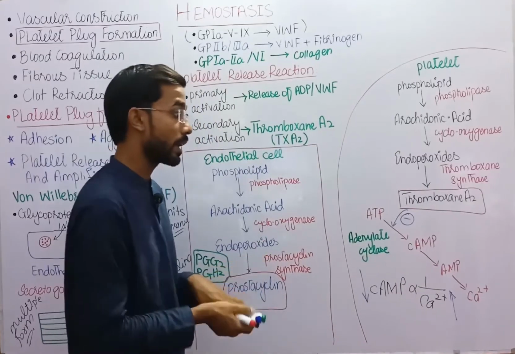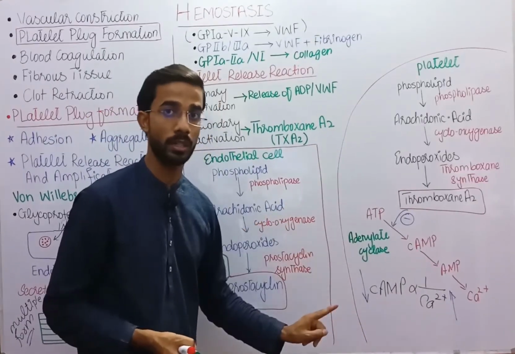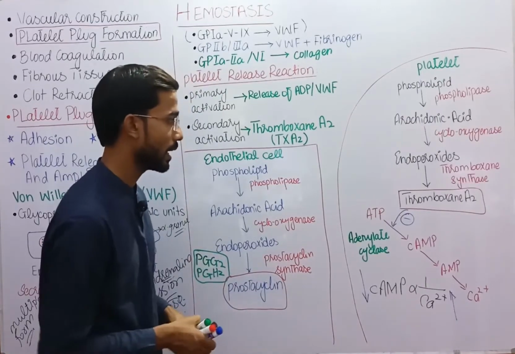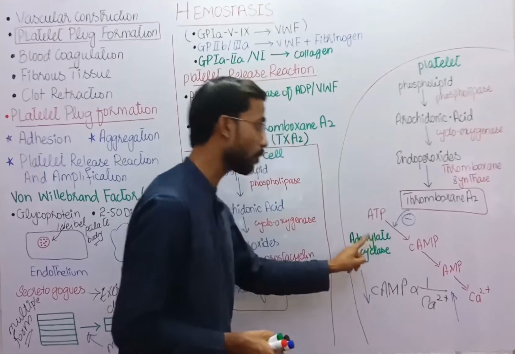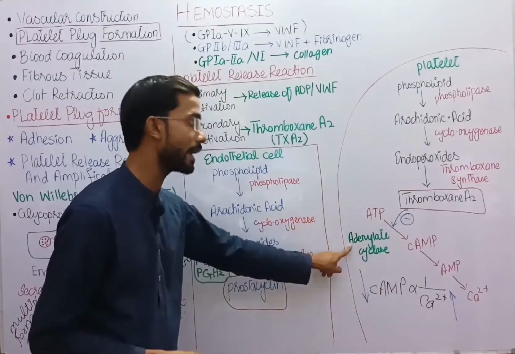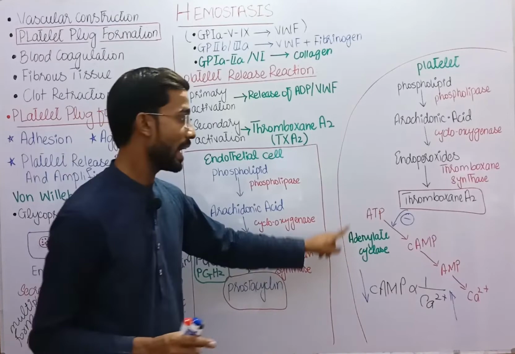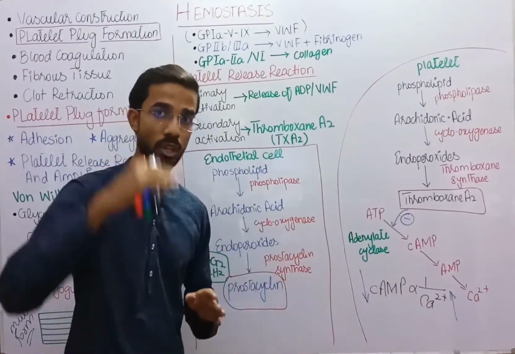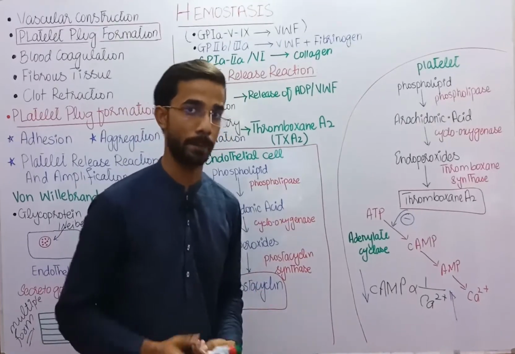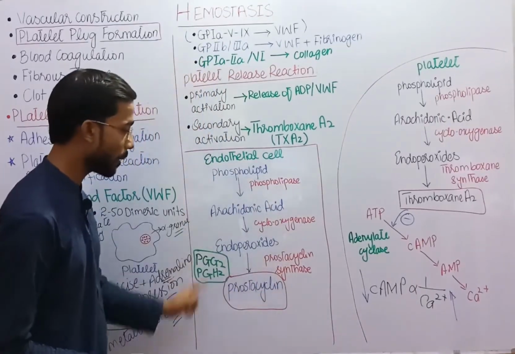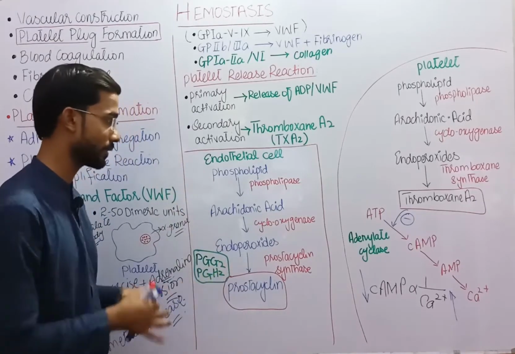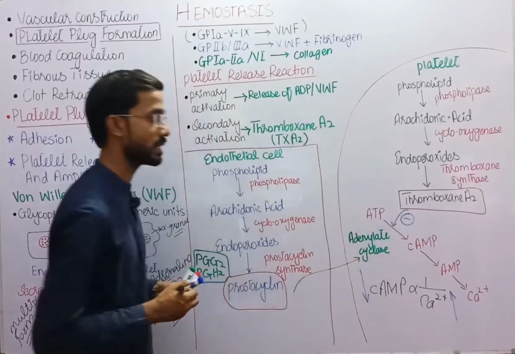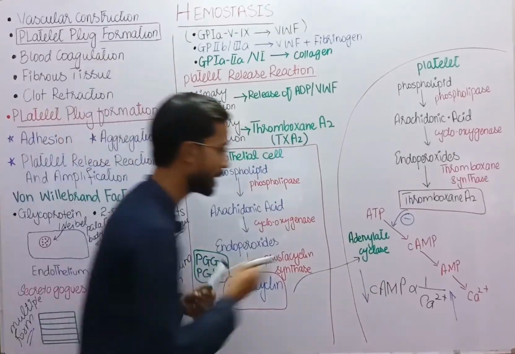And the calcium concentration is important for the strengthening of the plug, right? This is due to the negative effect of thromboxane A2 on adenylate cyclase. See, cyclic AMP is not produced, it means its concentration is low and the calcium level is high, right? Another compound which is produced in the endothelium has a positive effect on this enzyme. This enzyme is very much important, adenylate cyclase.